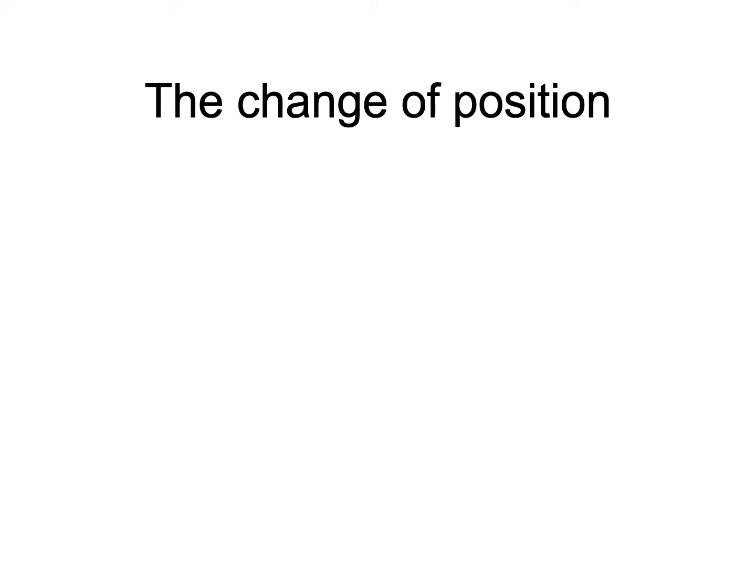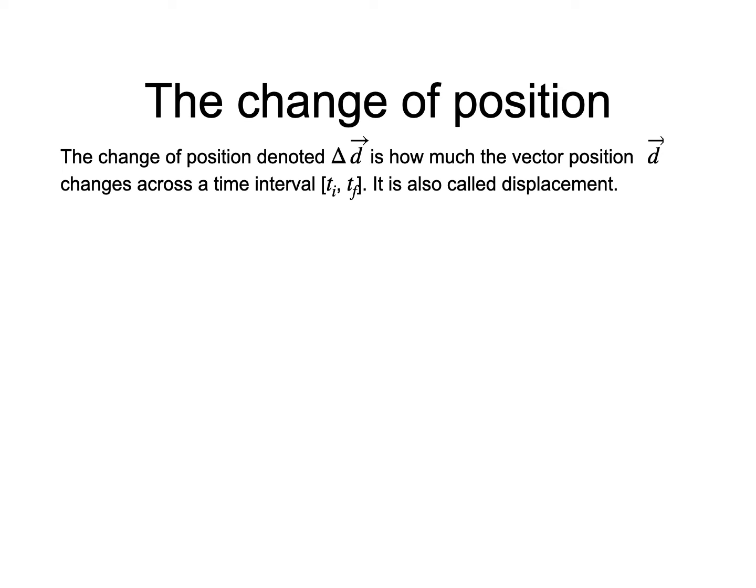In the previous lecture, we defined a general expression for the change of a quantity over a specific time interval. We will now apply it to the change of position, which is also called displacement. The change of position is evaluated by subtracting the position of the object at the beginning of the time interval from the position of the object at the end of the time interval. Displacement is also a vectorial quantity.